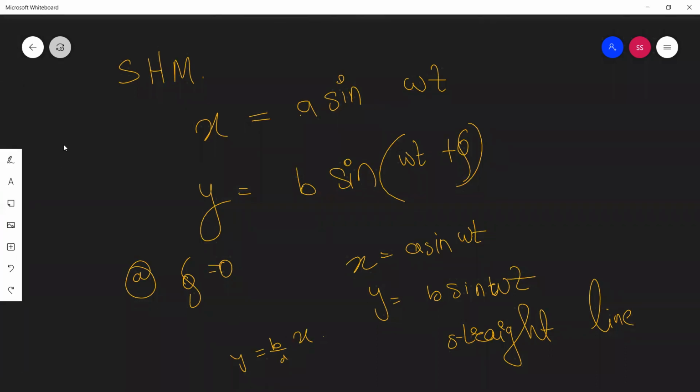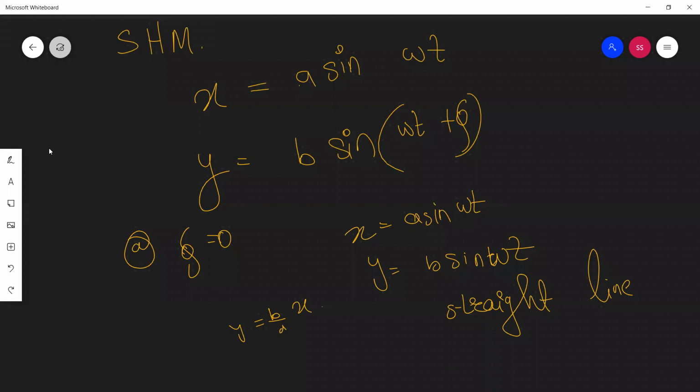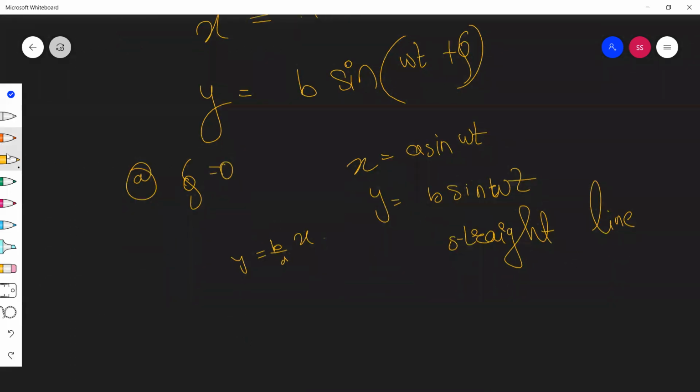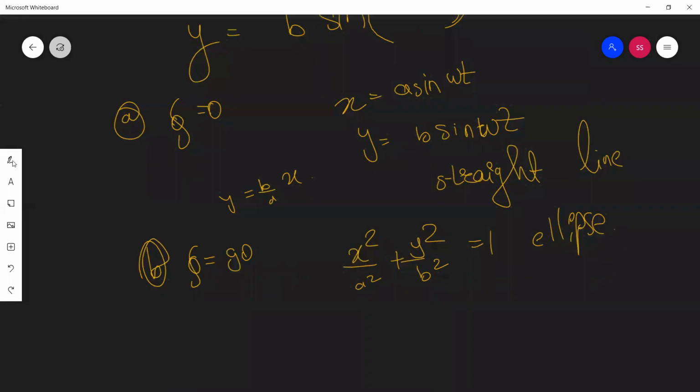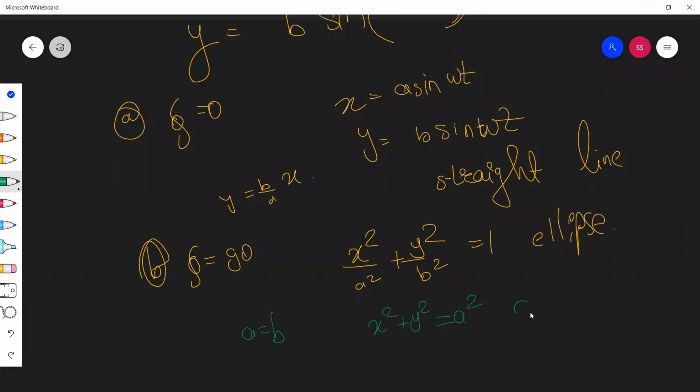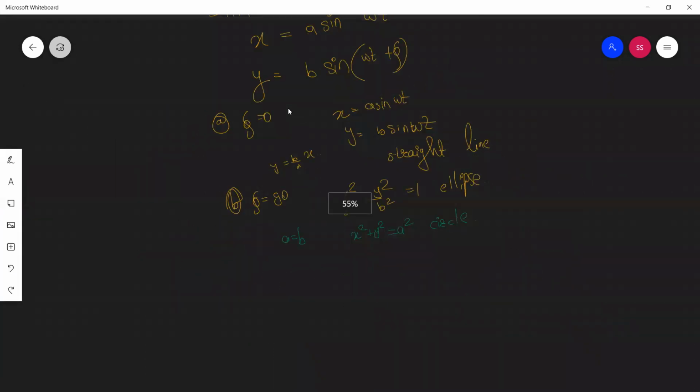हो सकता है sometimes आपको phi is equals to 90 दिया गया हो. सेकंड केस में अगर phi is equals to 90 दिया गया हो, then it will be x square by a square plus y square by b square equals to 1, which is an ellipse. एंड हो सकता है कि आपको इसी में पर्टिकुलरली कहा जाए कि a is equals to b हो, then it will be x square plus y square is equals to a square, which is a circle. Got my point? This is what is the complete idea regarding SHM chapter.